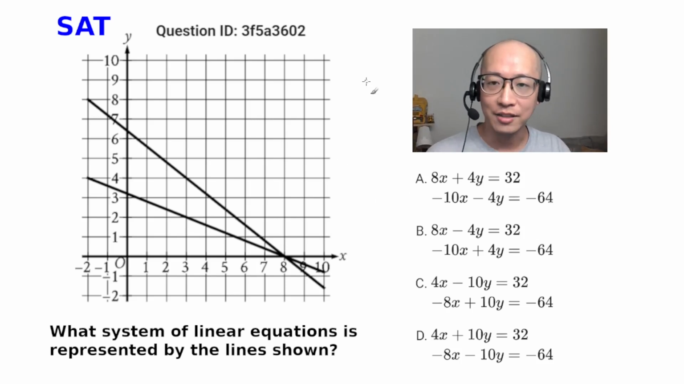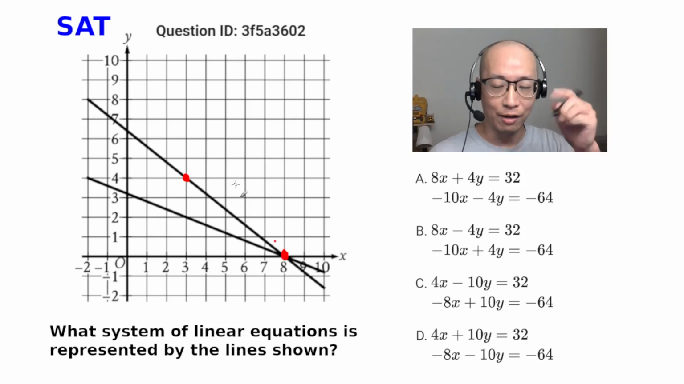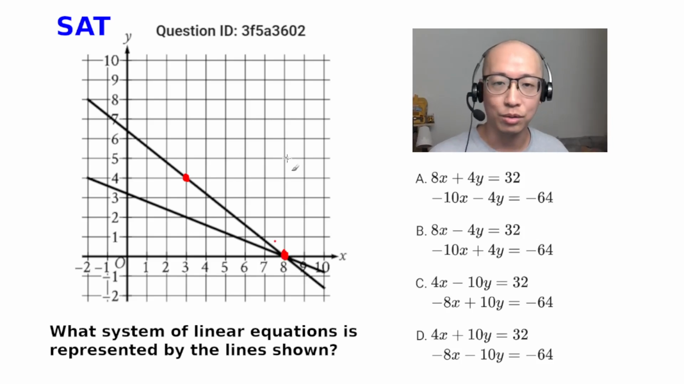I see a graph here, and there are two lines. The question asks, what system of linear equations is represented by the lines shown? Supposedly, we are supposed to find two points on each line, write an equation out of these two points to make a line equation, and do it twice to find two lines, so we can answer the question. For example, we find the points here and here, write the equation down, form it into the line equation, and then choose the answer. That's what we are supposed to do.